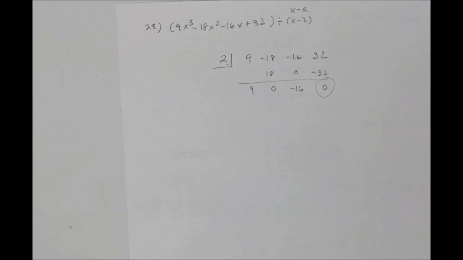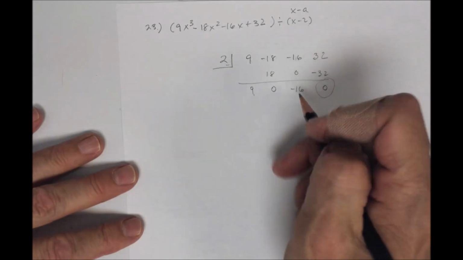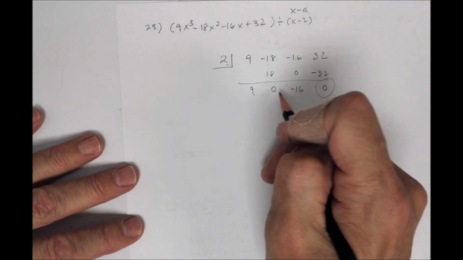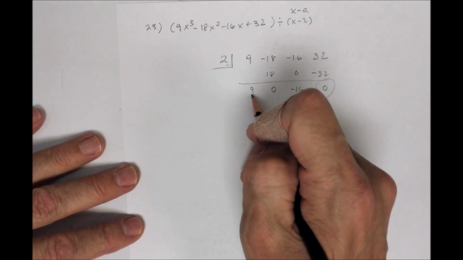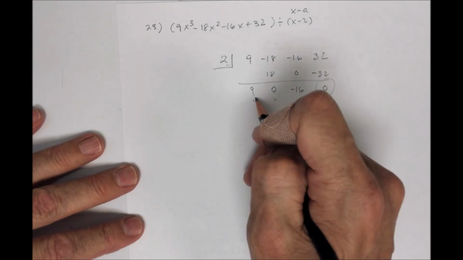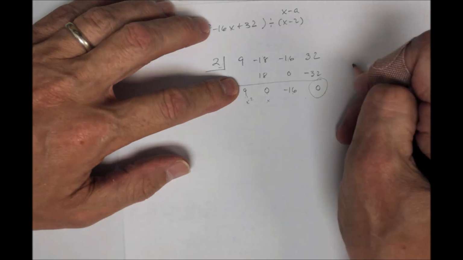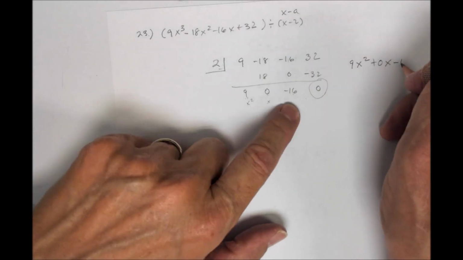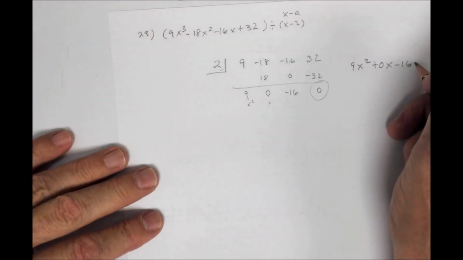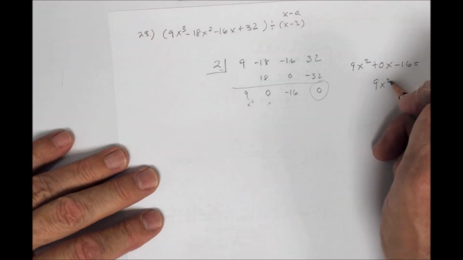I don't have to write anything down. In this case, that's my constant term. My variable is x. That's my constant term. That's my x term. That's my x squared term. So I have 9x squared plus 0x minus 16. Well, you're not going to leave 0x there. That looks kind of ridiculous.